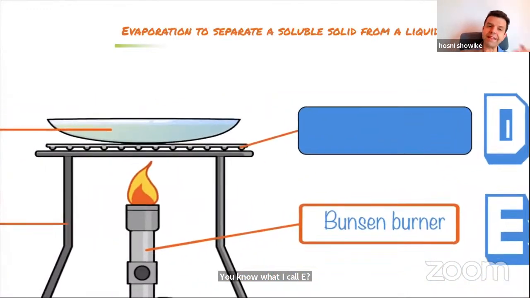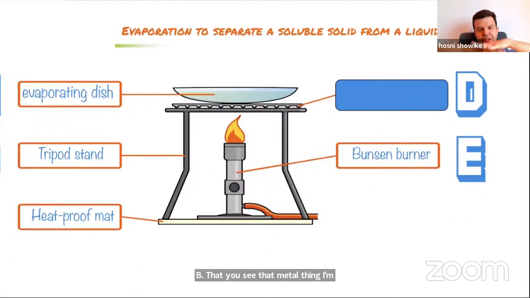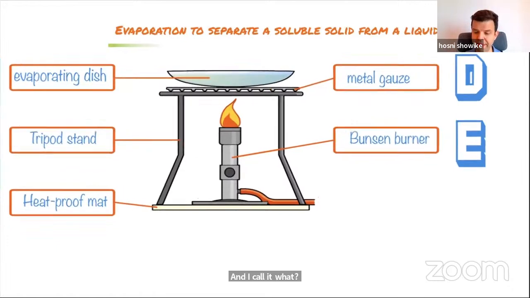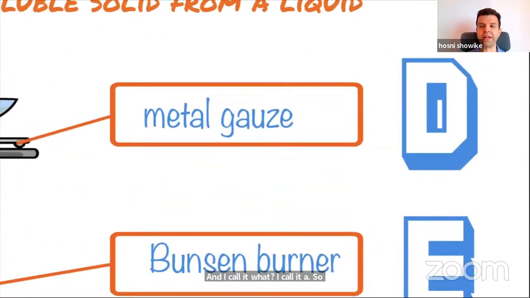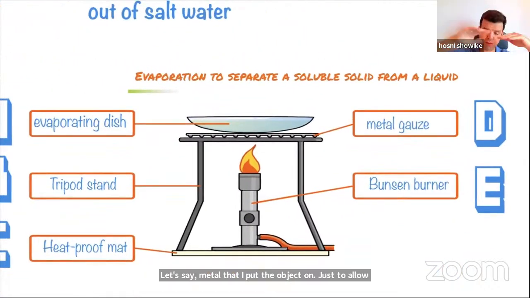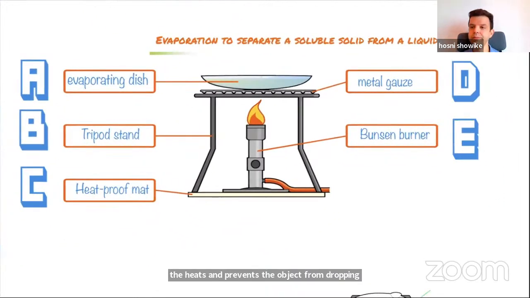Lastly, do you see that metal thing I'm holding here? This is like a network of metal. I put the dish on it, and I call it what? I call it a metal gauze. Metal gauze is just a metal that I put the object on to allow the heat through and prevent the object from dropping. Okay? Thank you.